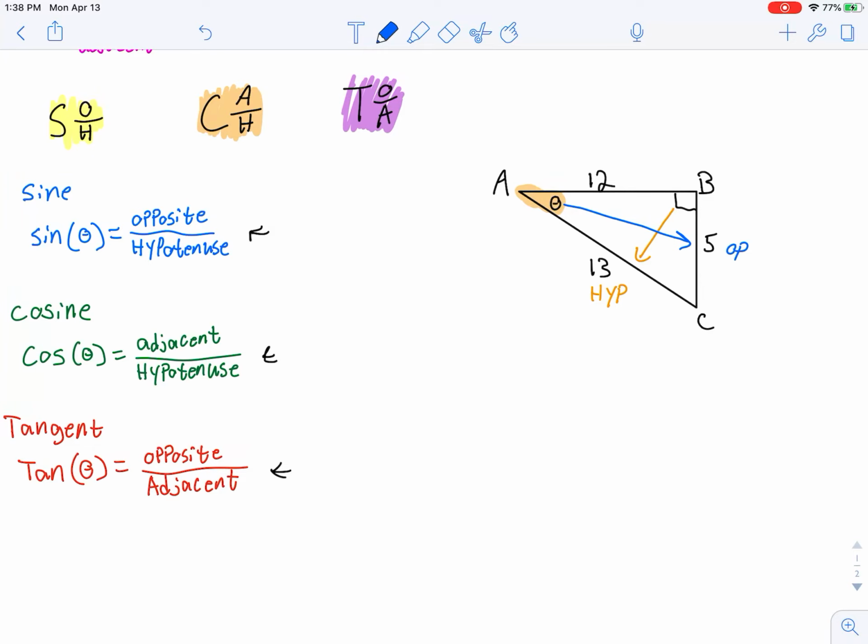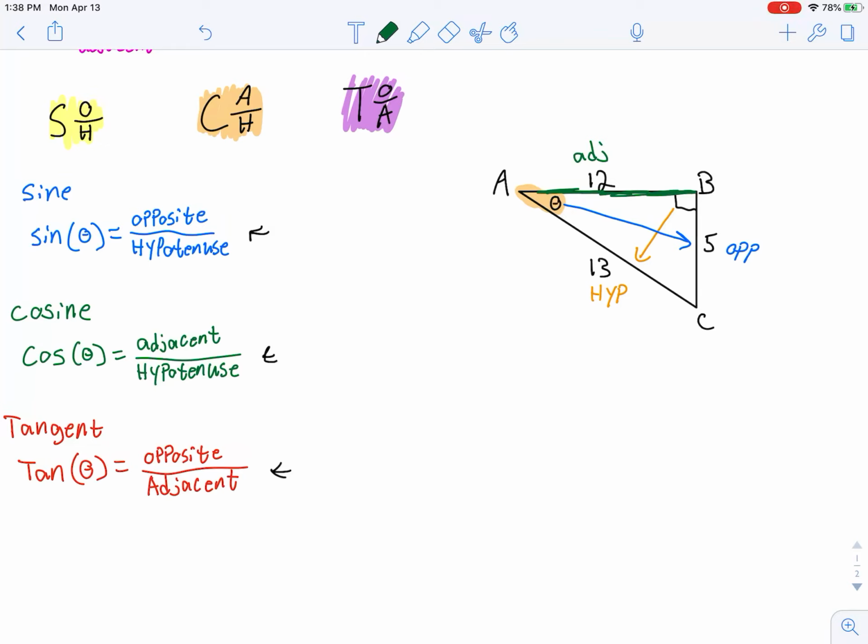So I'm going to label this side opposite. And then the last thing I got is where my angle is and where the line that connects it to my 90 degree, well, that's the 12. So I'm going to label that adjacent. So now I have all my sides labeled. I have my angle identified.